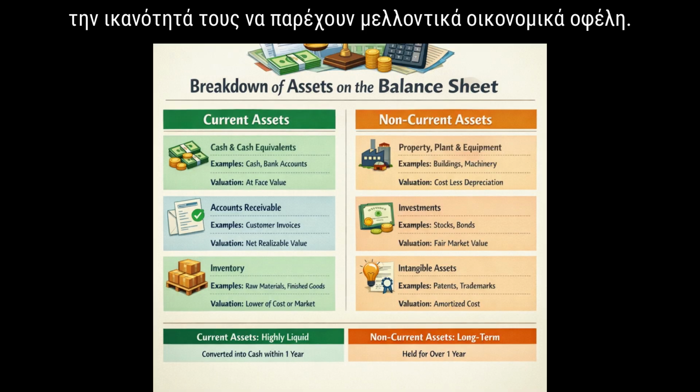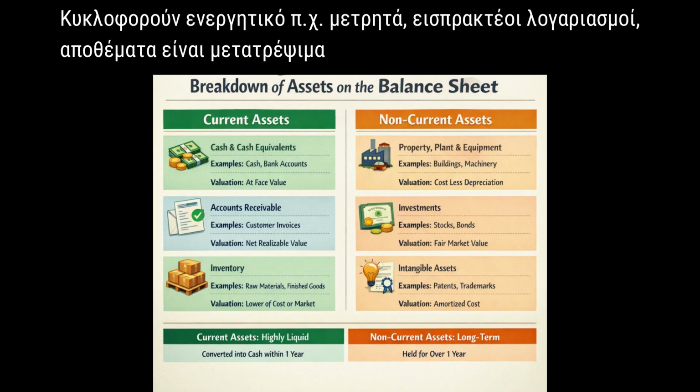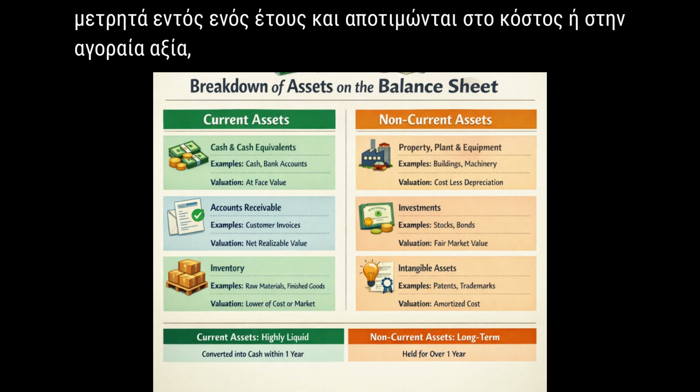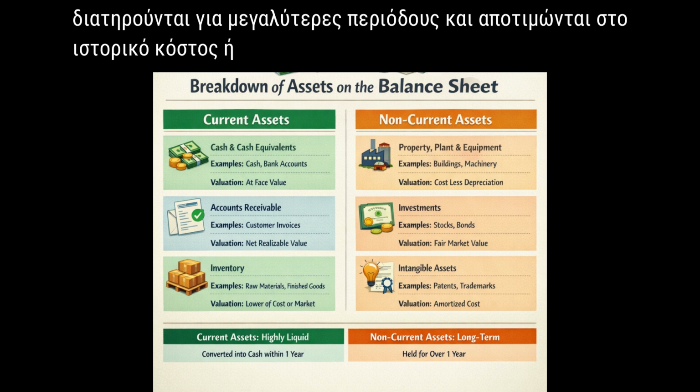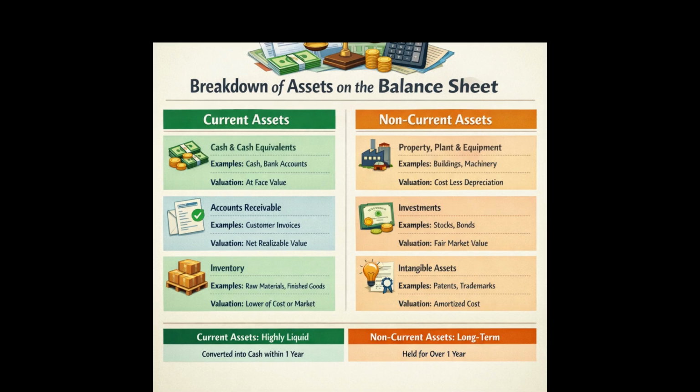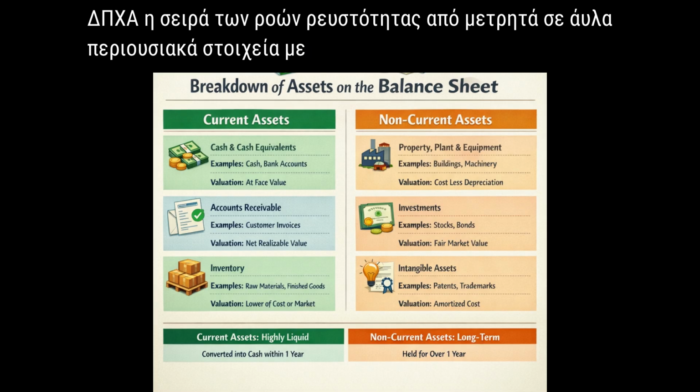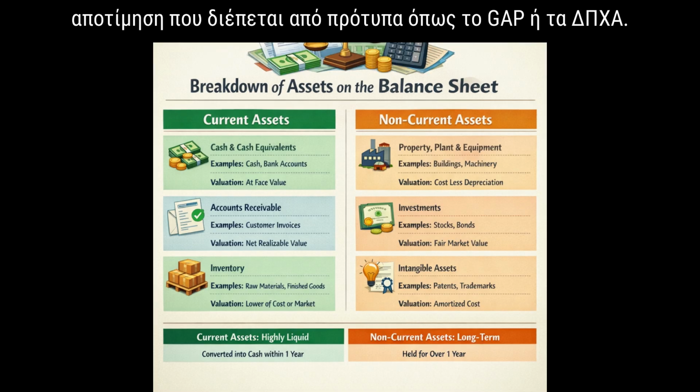Assets on the balance sheet are classified by liquidity, highlighting their ability to provide future economic benefits. Current assets, e.g. cash, accounts receivable, inventory, are convertible to cash within a year and valued at cost or market value, whichever is lower. Non-current assets, e.g. property, plant, equipment, intangibles, are held for longer periods and valued at historical cost or revalued amounts (IFRS). The order of liquidity flows from cash to intangibles, with valuation governed by standards like GAAP or IFRS.